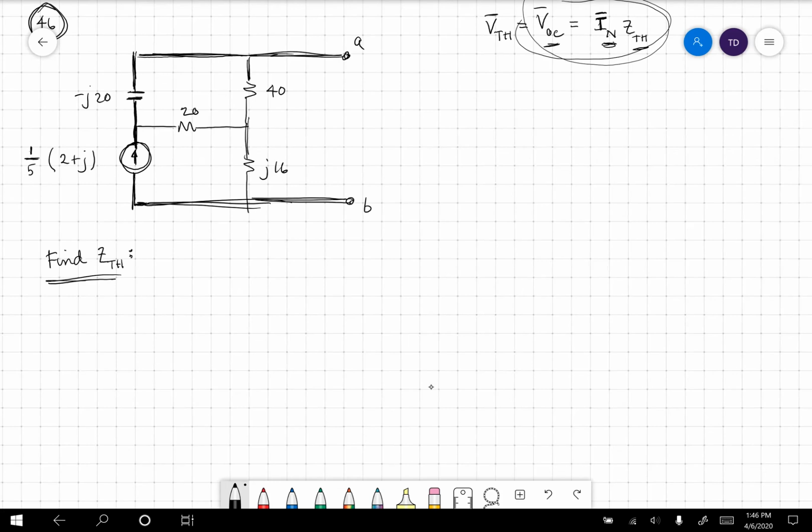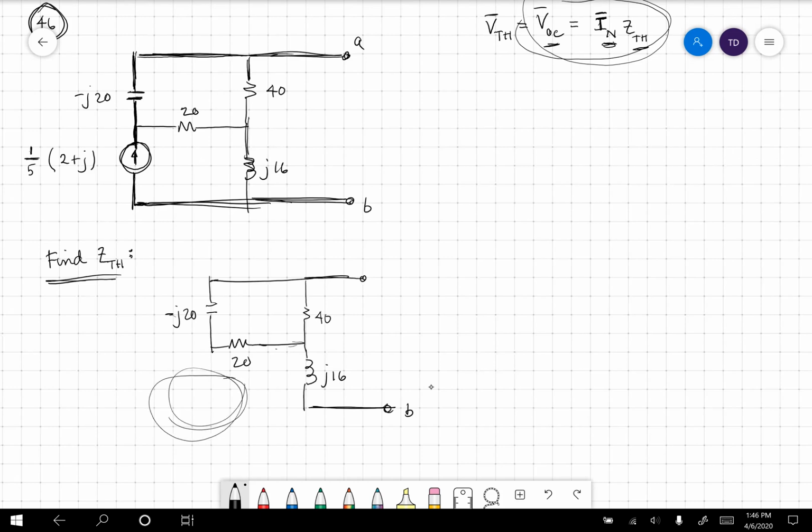We kill all of our sources, and then we look into terminals A and B and look at series-parallel combinations. So when we look into the terminals A, B, this is what it's going to look like. 40. I drew this like a resistor. It's actually an inductor. But to us, it doesn't matter, as long as we have the value, j16, 20, and j20. Negative j20. I have killed the source. Open a current source. Killed it. So now these two are in series, and that's going to be 20 minus j20, and that's in parallel with 40. So 20 minus j20 in parallel with 40.